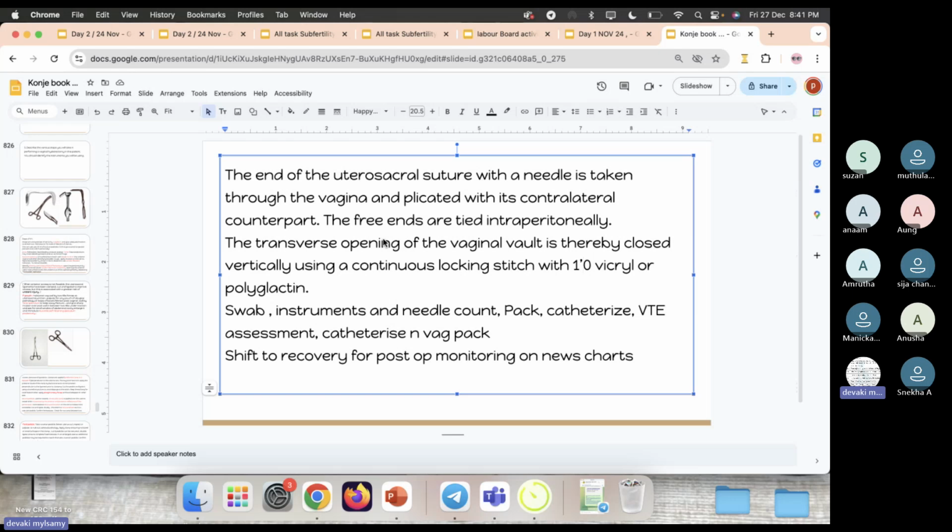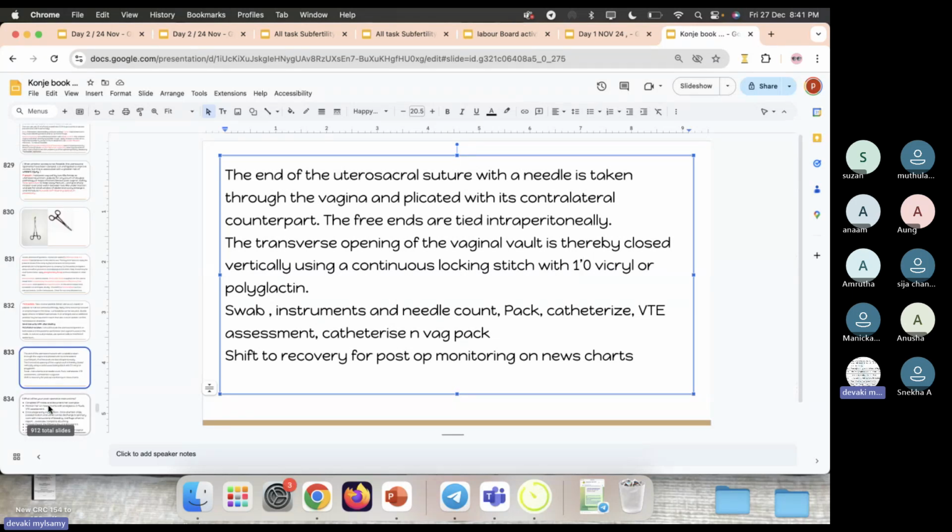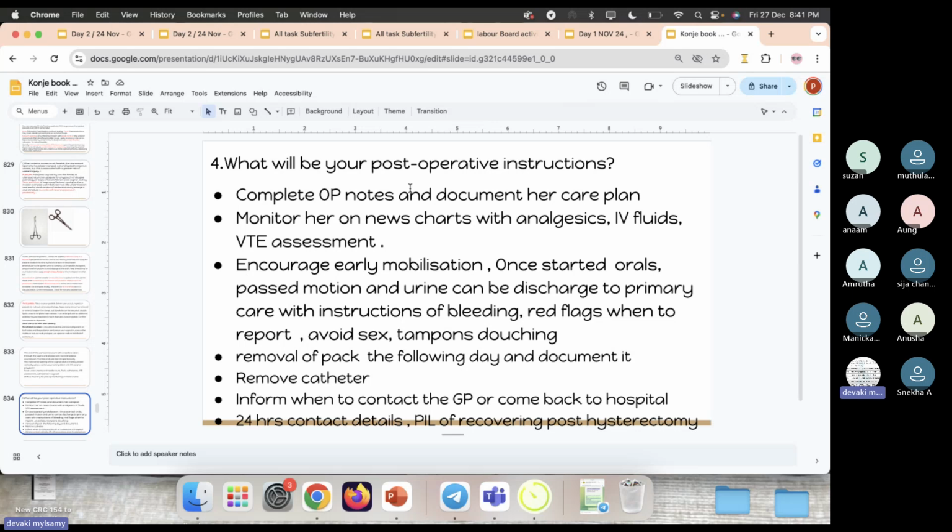It minimizes the vaginal oozing. Catheterization, VTE risk assessment, catheterize and vaginal pack is important. Shift the patient to post-operative monitoring on NEWS chart. Then post-operative instructions: complete the operative note, document her care plan, monitor her on NEWS charts with analgesics, IV fluid, VTE assessment, encourage early mobilization.